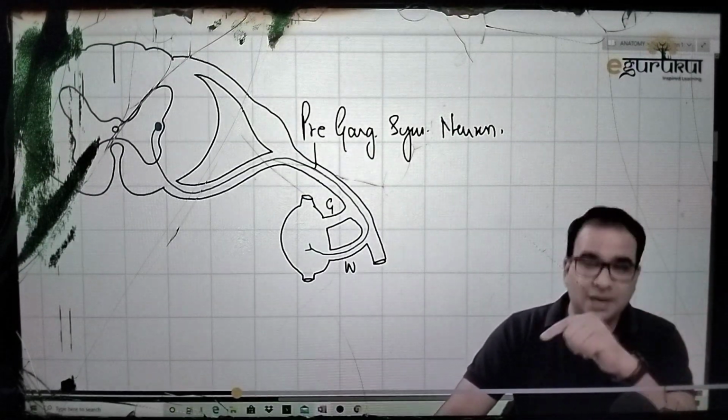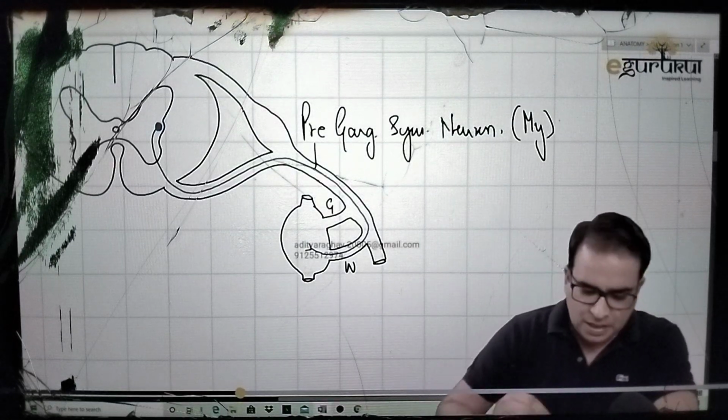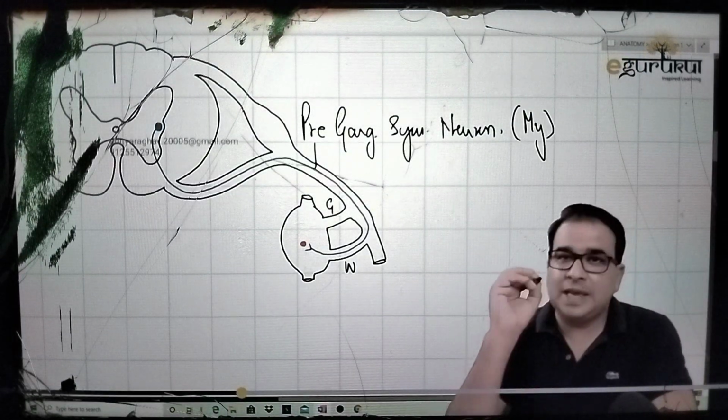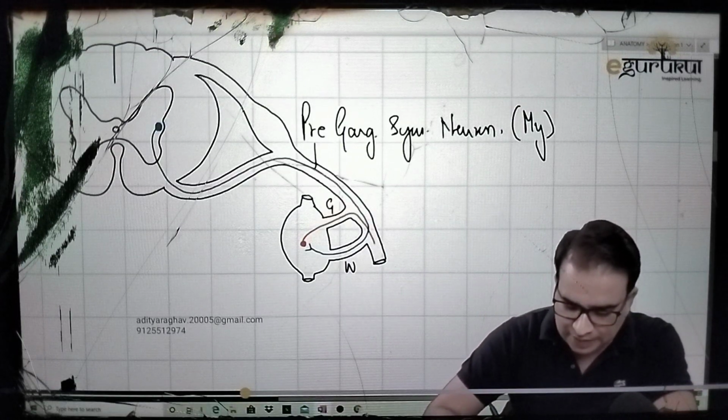But remember that through the distal connection, that is through the white ramus communicans, that means they are obviously myelinated. These are all myelinated. I'm just writing MY for myelinated. The postganglionic: the first possible scenario is that postganglionic sympathetic neurons will go out through the gray ramus communicans, join the same spinal nerve, and then exit through the spinal nerve.